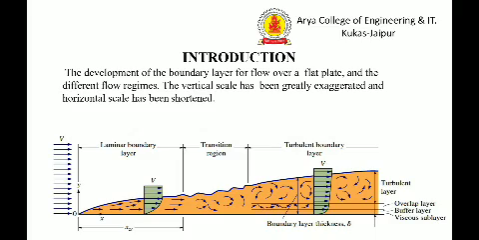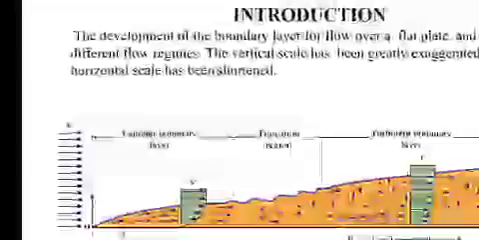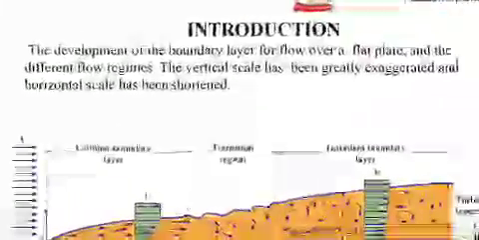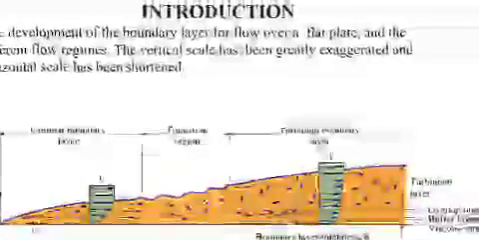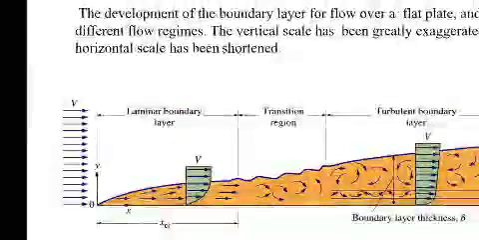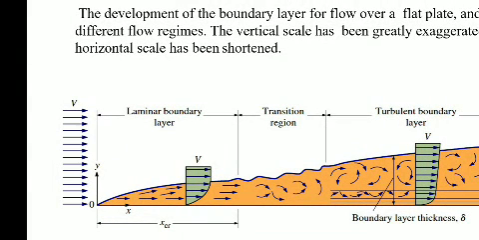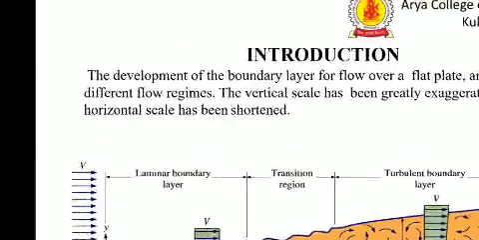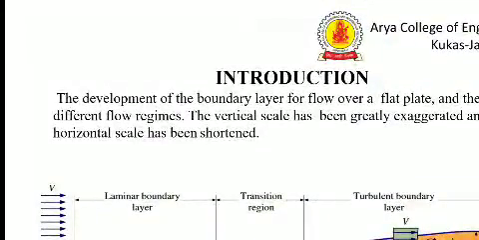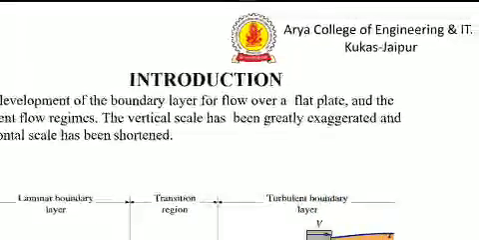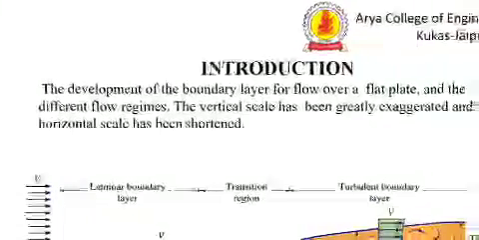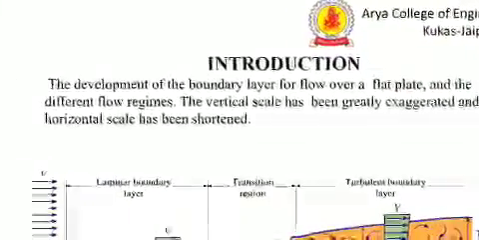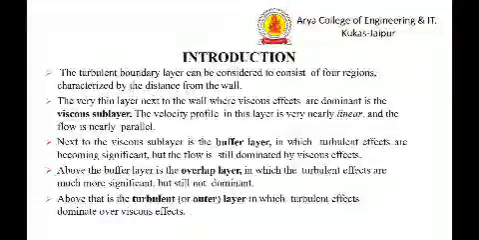This is the diagrammatic arrangement of the boundary layer, in which we can see the region of the laminar boundary layer, then the transition region, then the turbulent boundary layer, the overlap layer and the buffer layer. We can easily see the velocity lines shown on the left-hand side, and along the x distance we get the laminar boundary layer, then the transition and the turbulent. Now, the development of the boundary layer for flow over a flat plate and the different flow regimes. The vertical scale has been greatly exaggerated and the horizontal scale has been shortened.